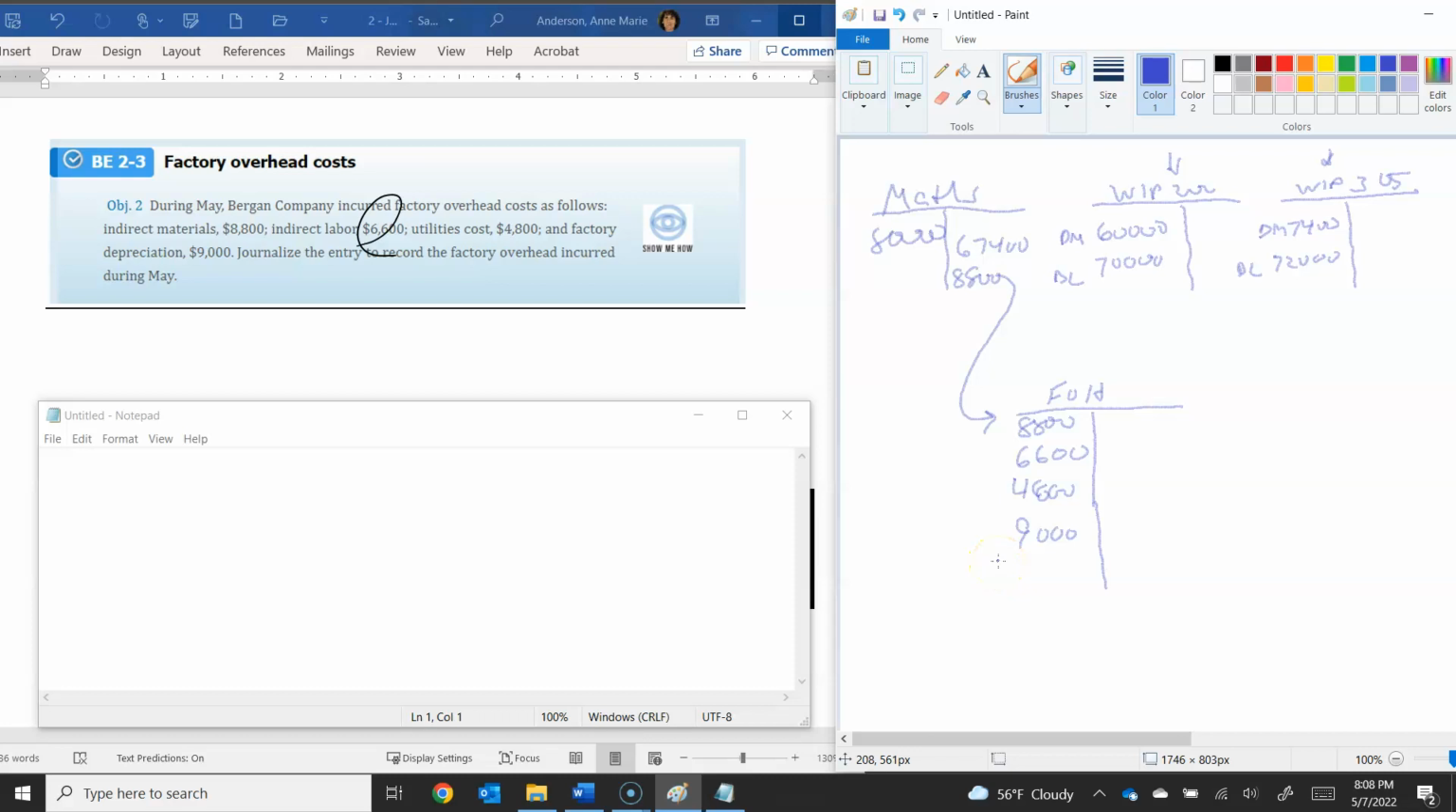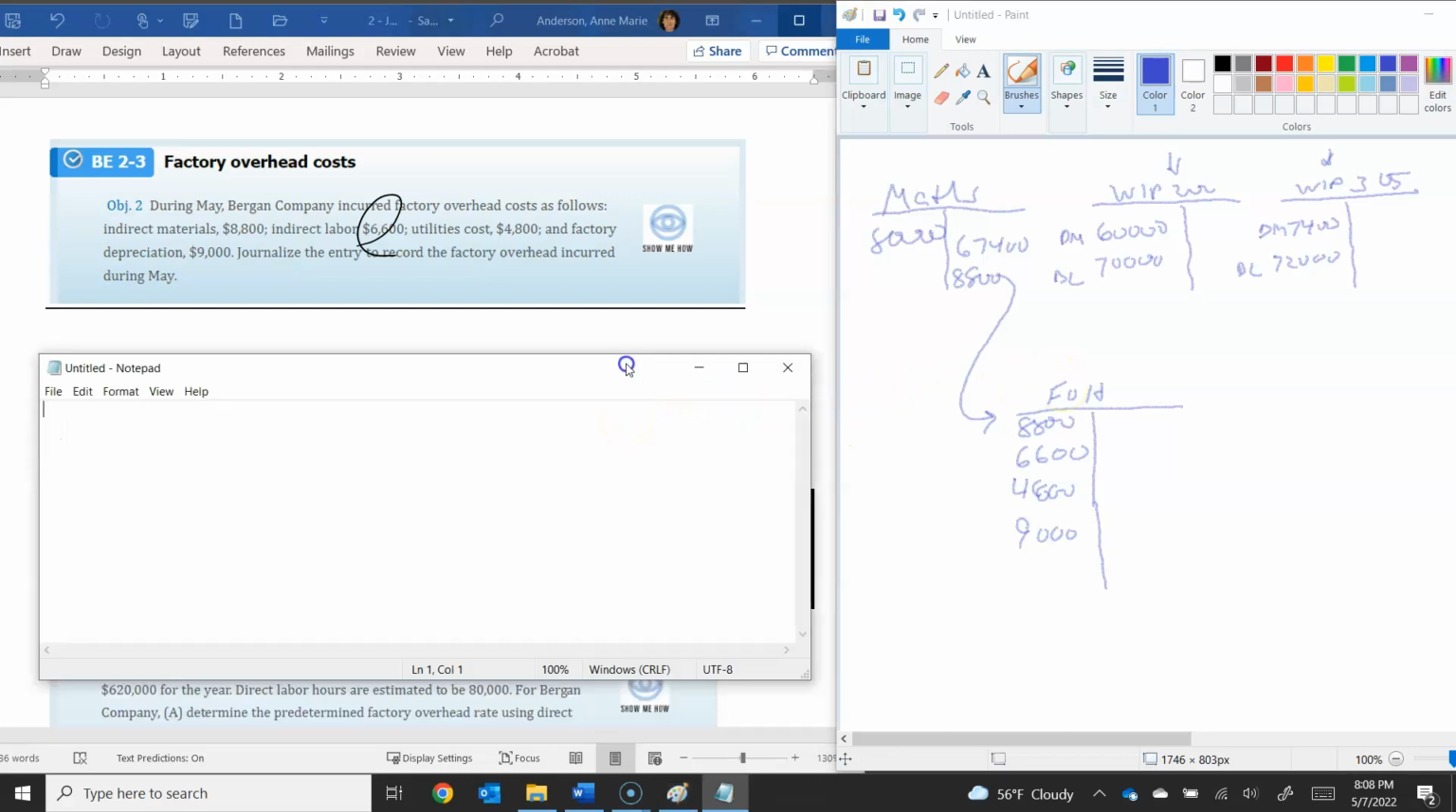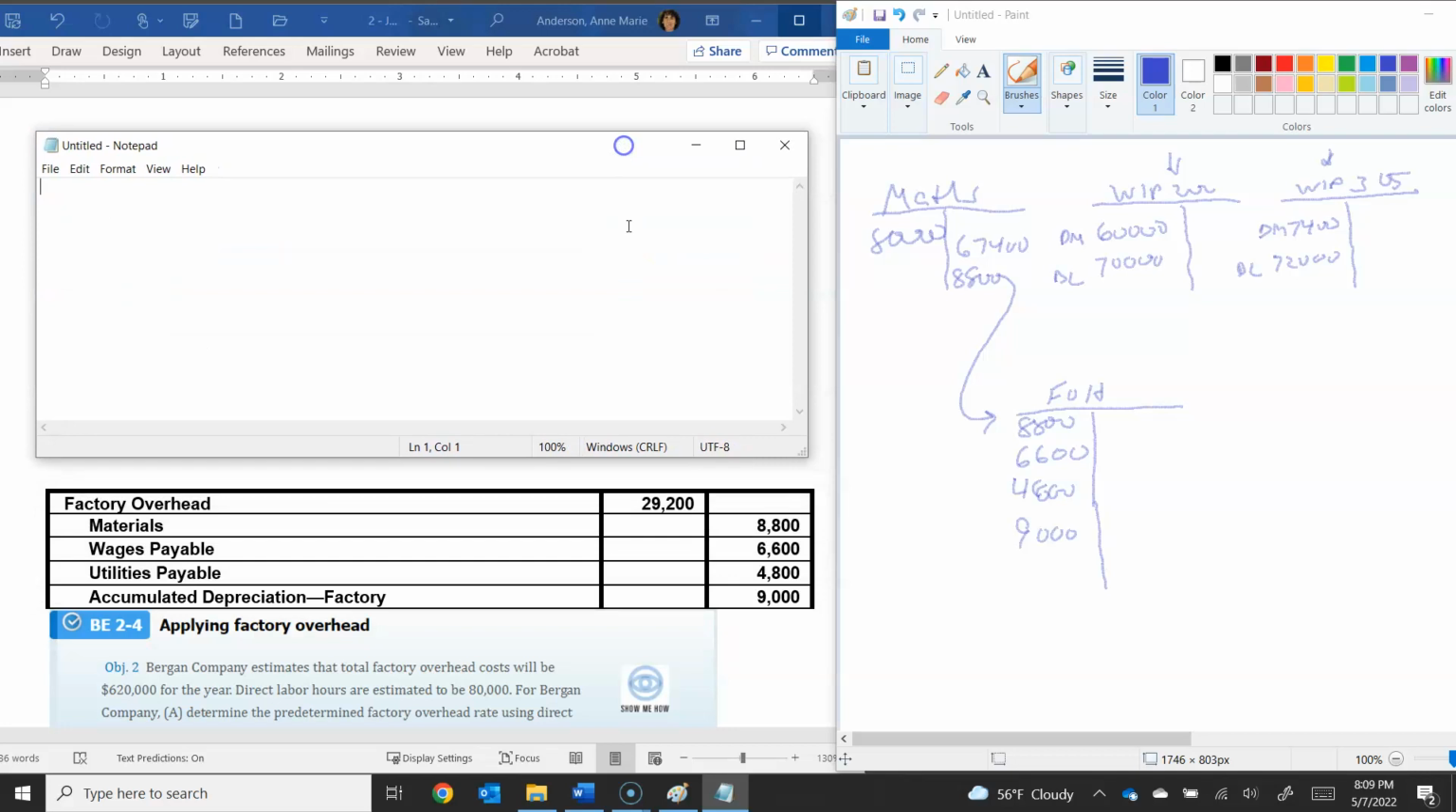All right, so our journal entry is going to be a debit to factory overhead, and then a credit to all the different payables, if you will. So here we go: debit to factory overhead for all the amounts together, credit to materials, that's coming from here, of 8,800, credit to wages payable for the indirect labor, utilities payable, accumulated depreciation.